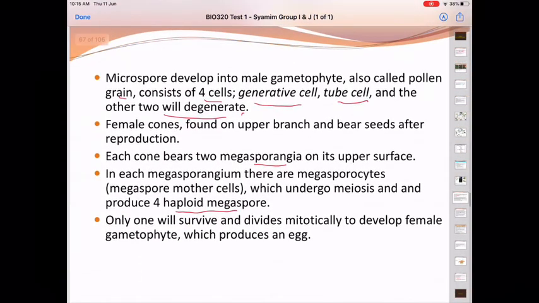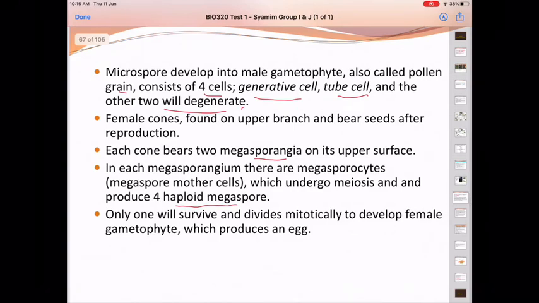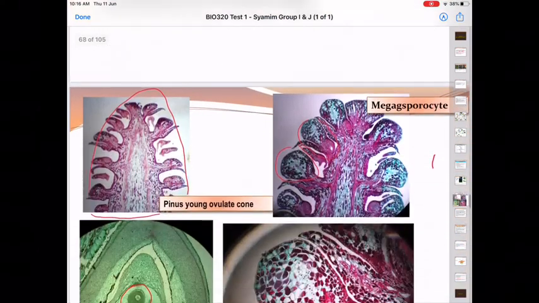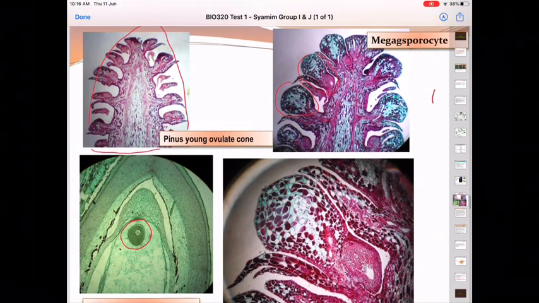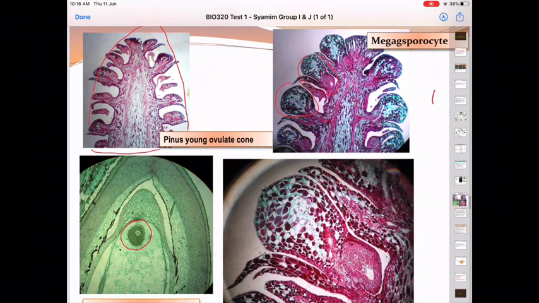Okay, so this slide, you can read this up. This is explanation in details about the life cycle of the pine. Okay, and then this one, the microscopic image of the pine. For example, the first image is the pinus young ovulate cone. Kita tengok dia masih young, and dia punya bahagian apa ni, megasporon dia belum matang lagi. Okay, this is megasporocyte. So dia dah matang ready to be pollinated.